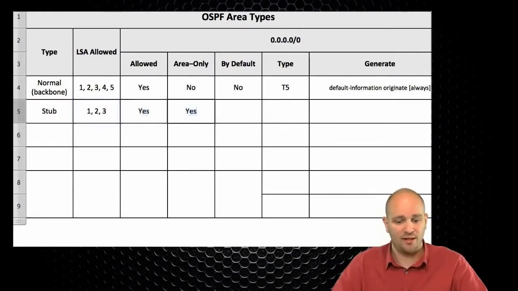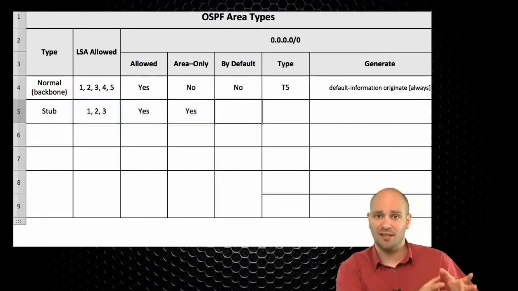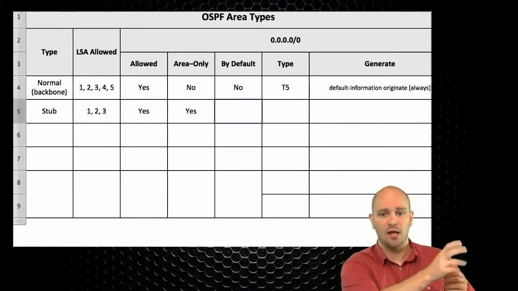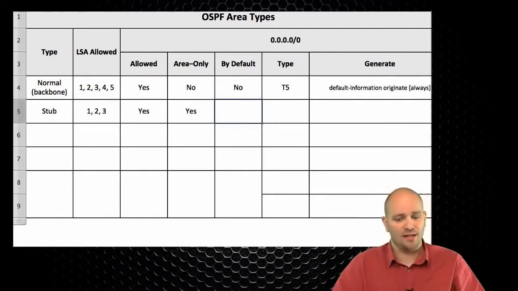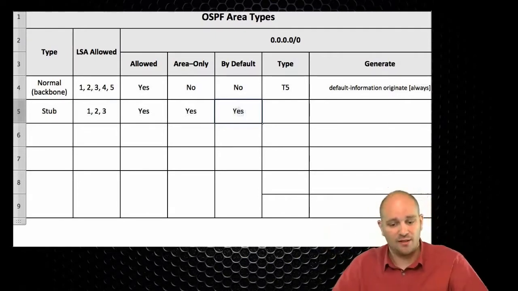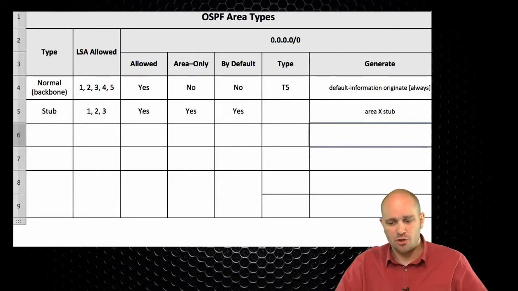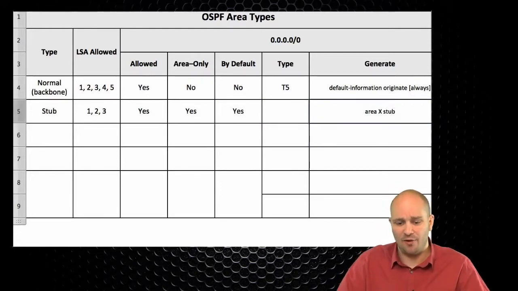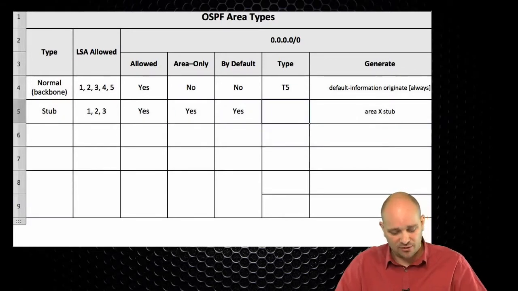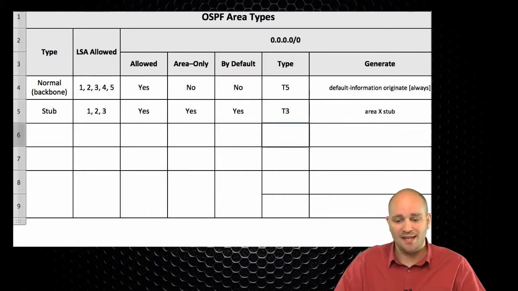The default route can exist in a stub area. It can be generated only into the stub area, so when you create a stub area, you can tell the router to generate the default route here and not affect other areas, and it is actually generated by default. The command to do that is area X, whatever the X is, stub. So by virtue of creating the area, we are going to generate the default route. And the default route that gets generated is going to be inserted as type 3 LSA.